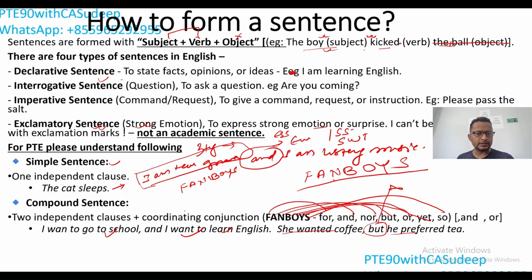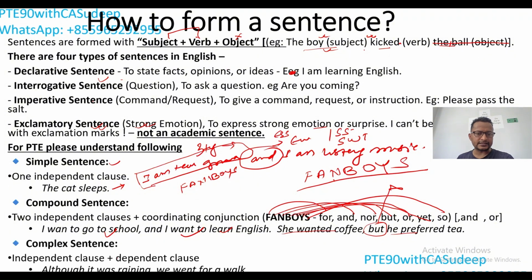Now, what is a complex sentence? A complex sentence is prepared by combining 2 things: one independent clause and one dependent clause, or you can simply say one cause and one effect. What is a dependent clause? A dependent clause is a clause which is dependent upon another idea. For example, in this sentence, although it was raining, we went for a walk. If you remove we went for a walk, then although it was raining is a dependent clause, meaning only this one will not make a complete sentence.